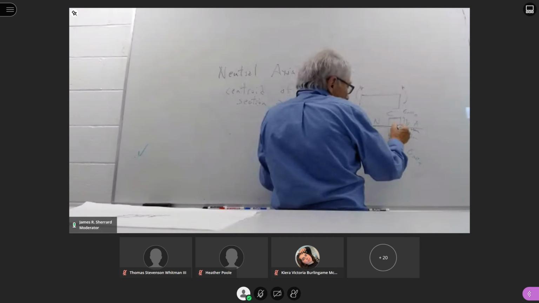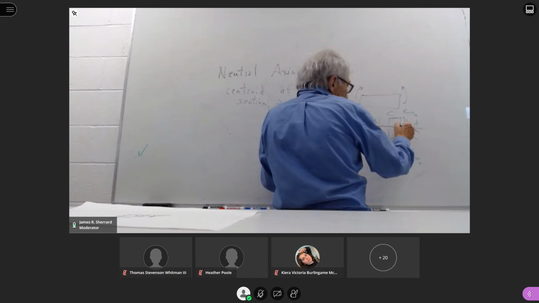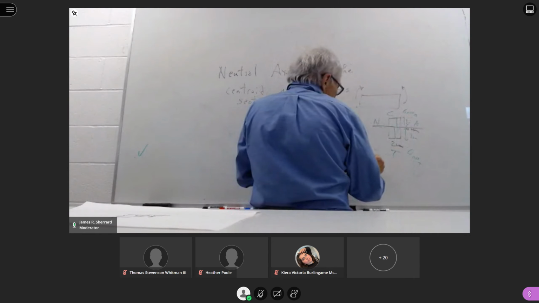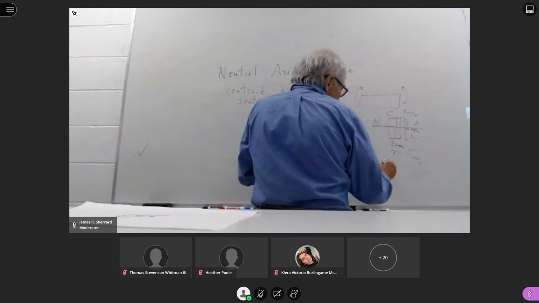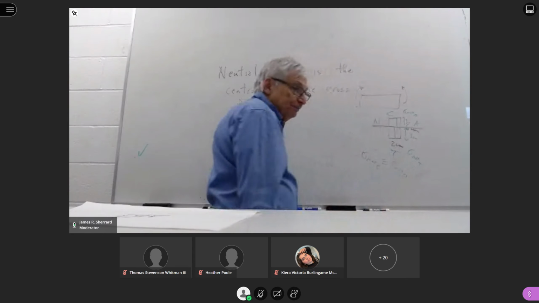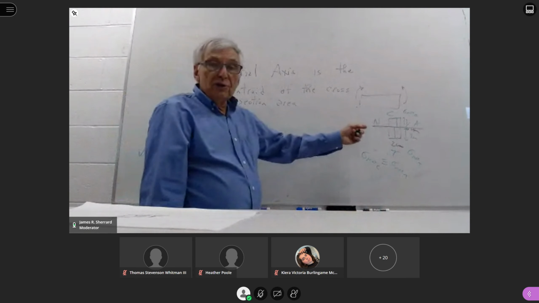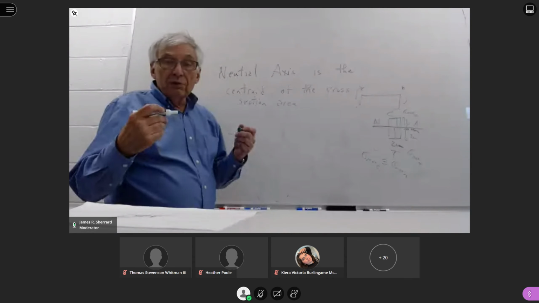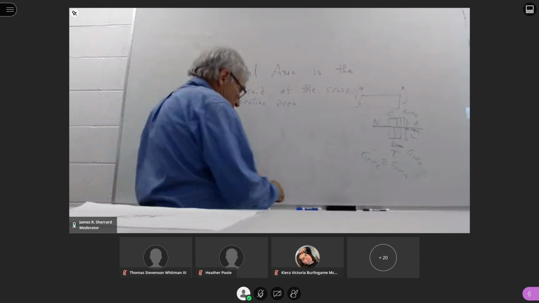And since this surface is equidistant from the neutral axis as this, in this unique case, sigma max compression is exactly equal to sigma max tension. This is a very simplistic case. How do we find the centroid in other shapes?